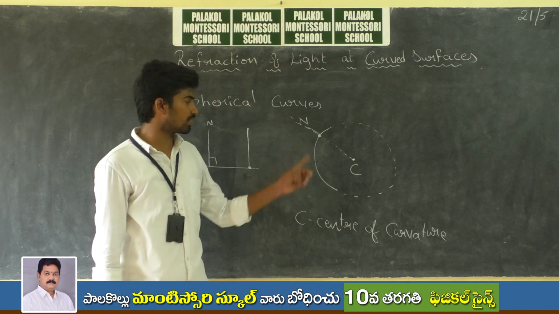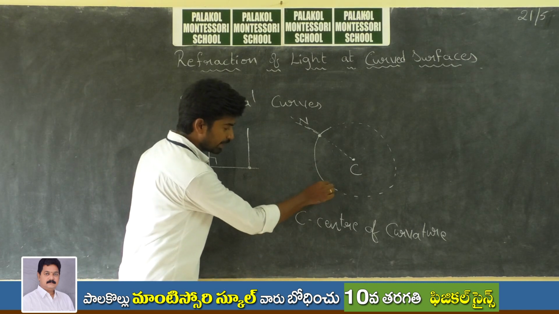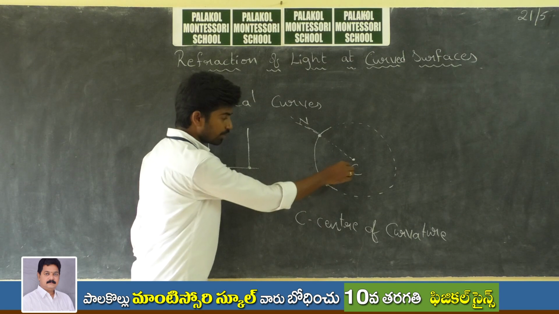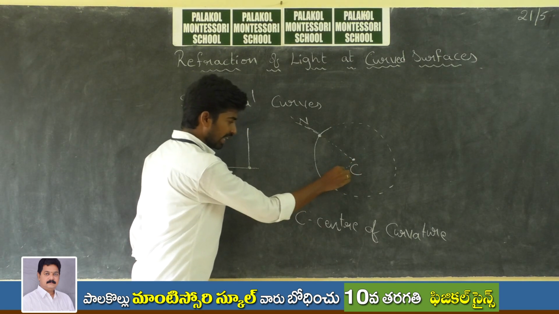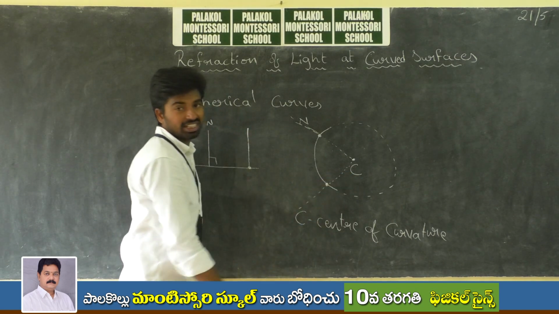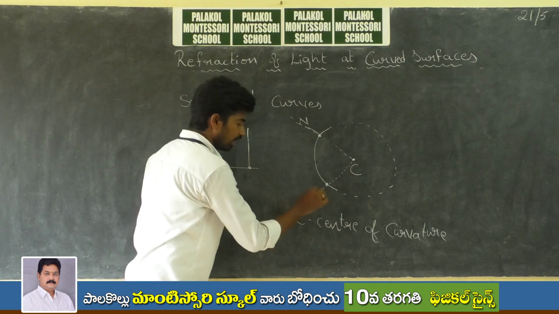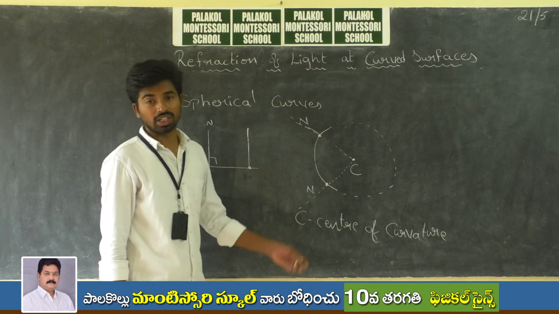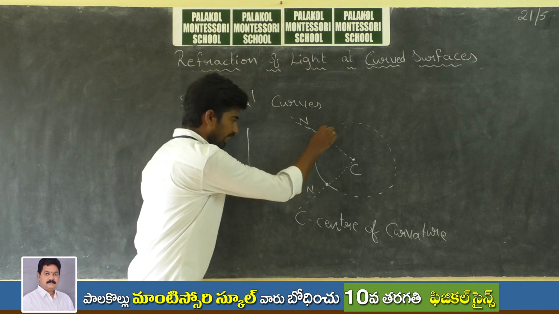Then that line denotes the normal line. For example, if I want the normal line at this point, you have to connect the point and the center of curvature. The line joining the point and the center of curvature will denote the normal line at this point. So this indicates the normal line.